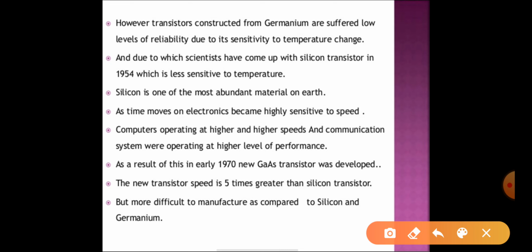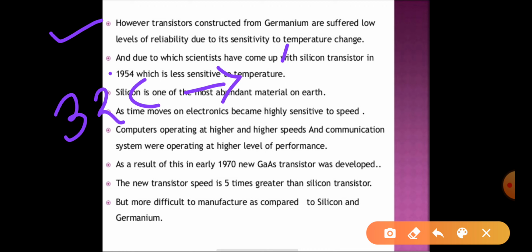Whatever transistors are made of germanium suffer from sensitivity to temperature. It means wherever there is a temperature change. Suppose a mobile is constructed using germanium transistors, and I move from the Konkan area to the desert of Rajasthan, then the temperature will rise. Here you face a temperature of 32 degrees Celsius, but in Rajasthan you will observe 40 or even 45 degrees Celsius.